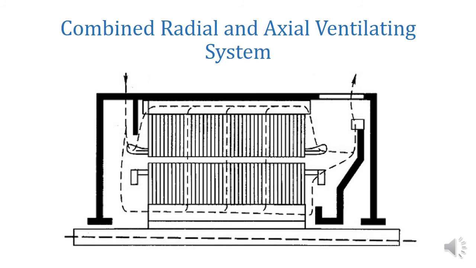Next one is combined radial and axial ventilating system. Such a system is used for large machines or large motors and small turbo alternators. This is a combination of radial and axial ventilating system. In such a system, the air is drawn into the machine from one end and is passed through the ducts. So as we can see, the air passes axially as well as radially. So that's why it is a combination of radial and axial ventilating systems.